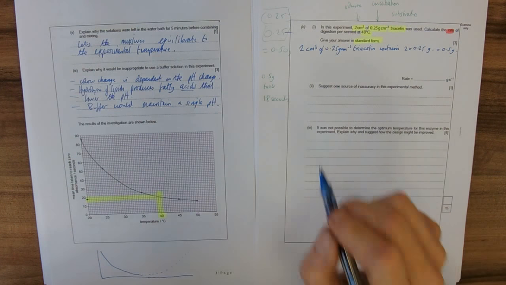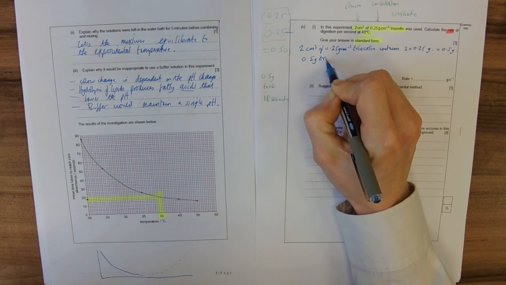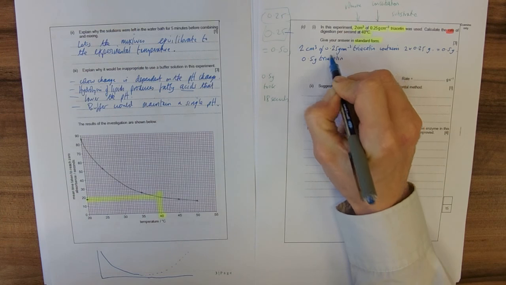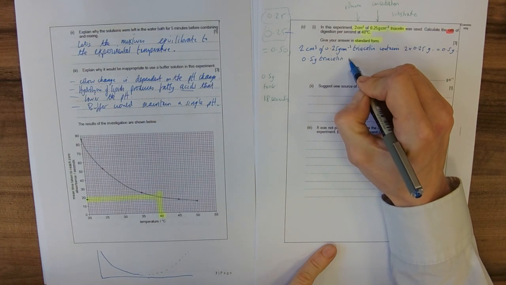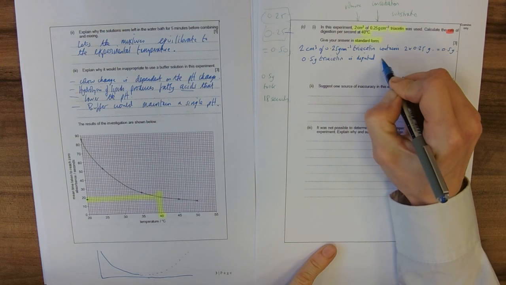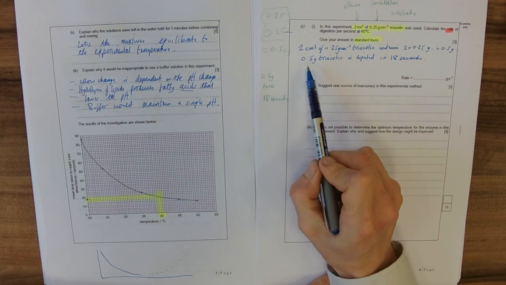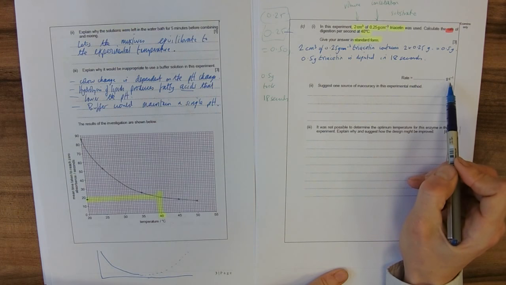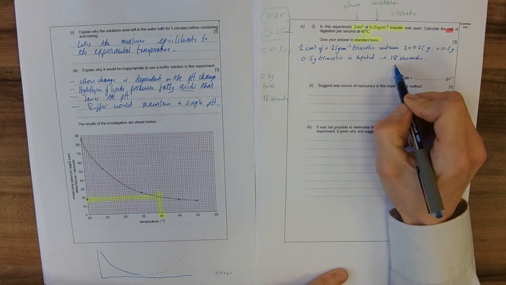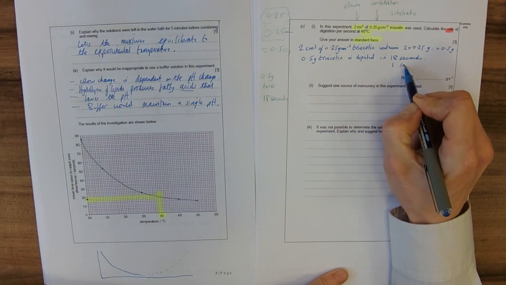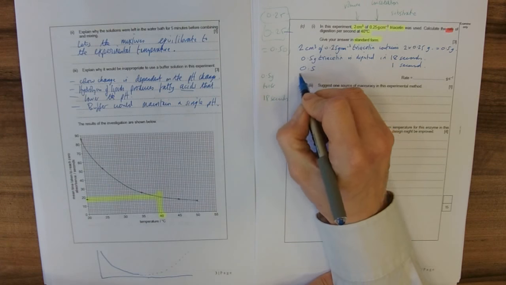So our calculation is, we've got 0.5 grams of triacetin digested in 18 seconds. So if we get half a gram in 18 seconds, how much would we get in 1 second? Well, an 18th of that. So we want this to be 1 second. So it's 0.5 divided by 18.